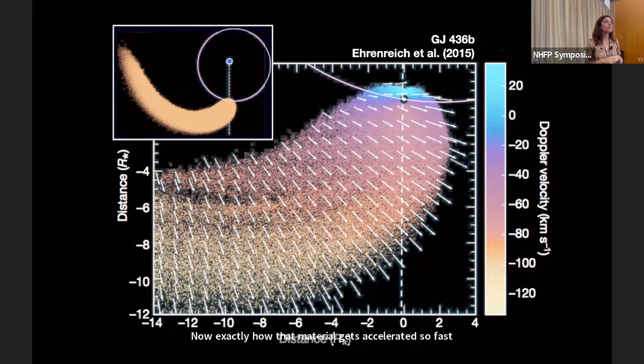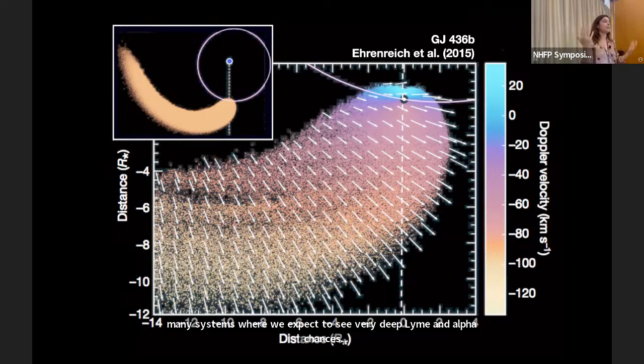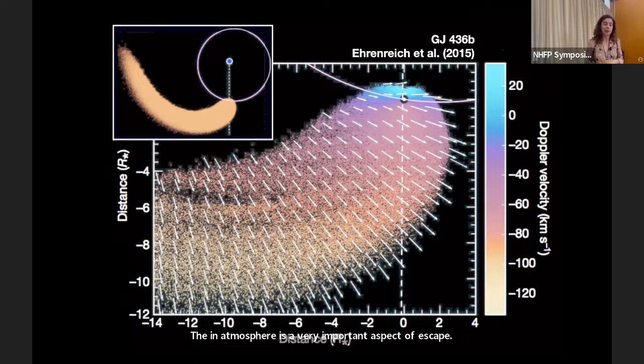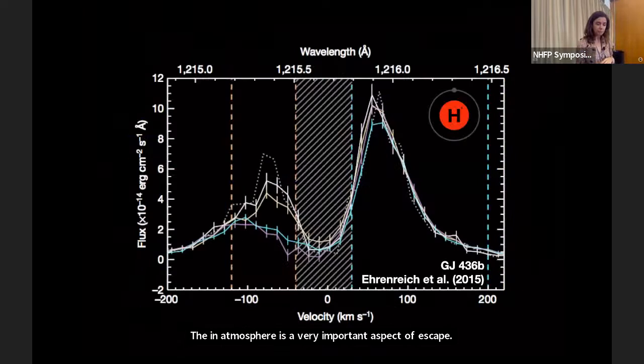And also there have been many systems where we expect to see very deep Lyman alpha transits in atmospheres that are very prone to atmospheric escape. We observe them and we actually see nothing at all. We see no Lyman alpha transits.